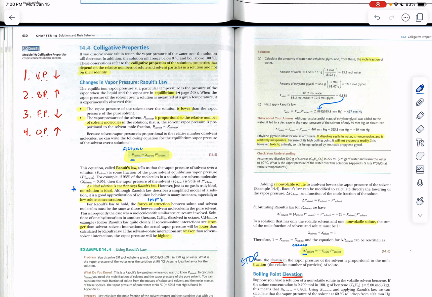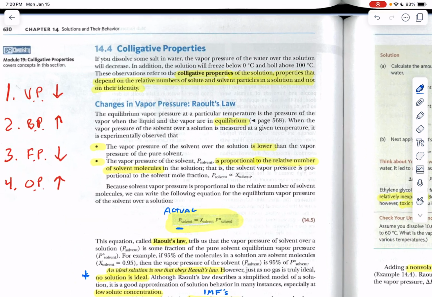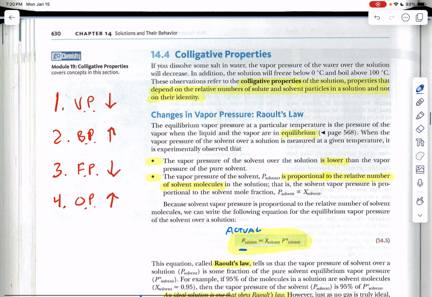This screencast has one central focus, and that is on colligative properties. As we go through these next 8 or 10 pages, there are 4 colligative properties which are talked about. The first one is vapor pressure, represented in just a few minutes by Raoult's law.